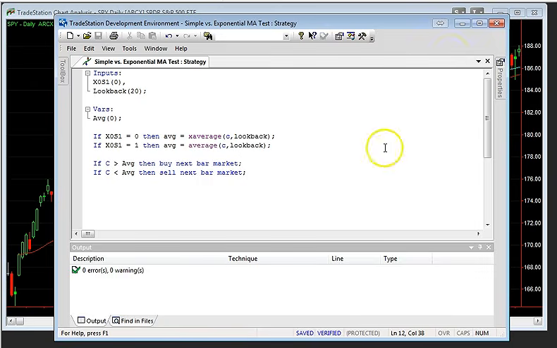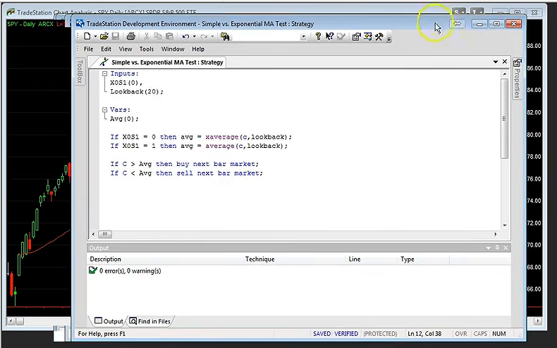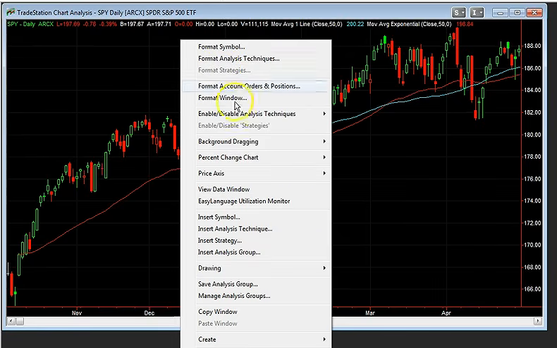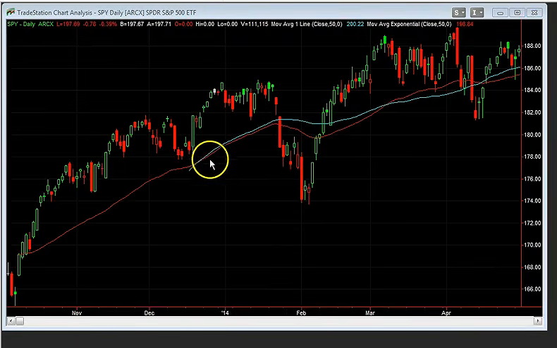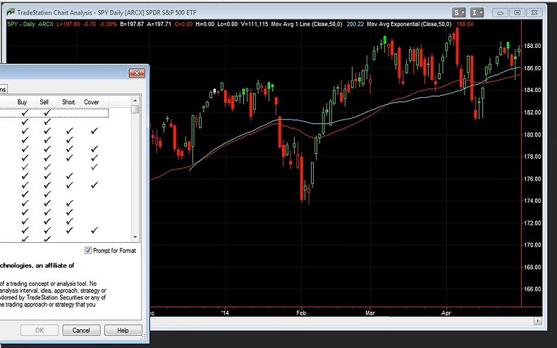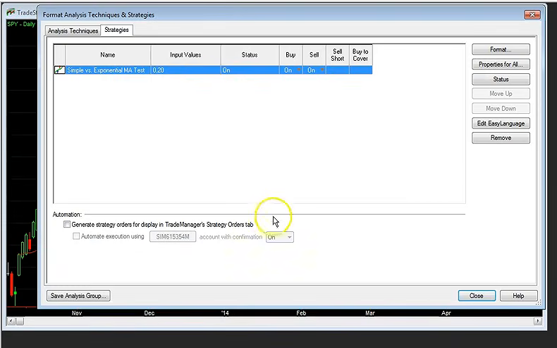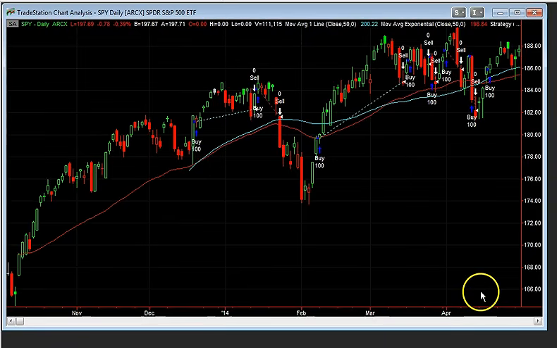Let's see if I did it right. I did. So that's been saved, and I'm going to move that off to the side here, and I'm going to insert that strategy. If I can remember what I called it. There we go. So here it is, ready to go. We have it set to exponential and 20 bar look back. So I'll just set that up there.